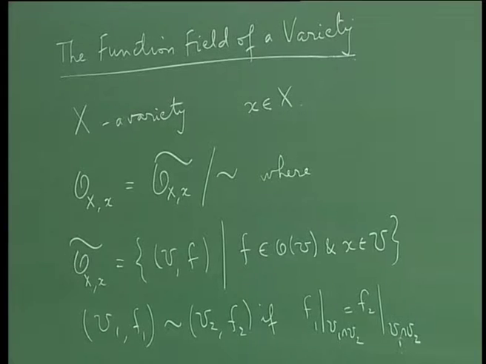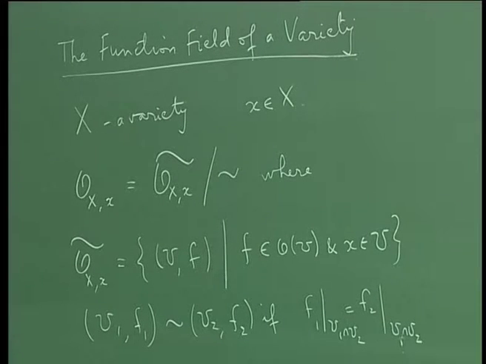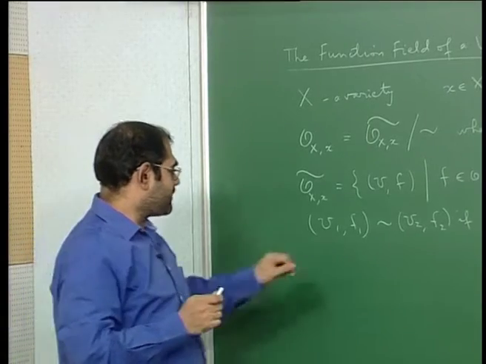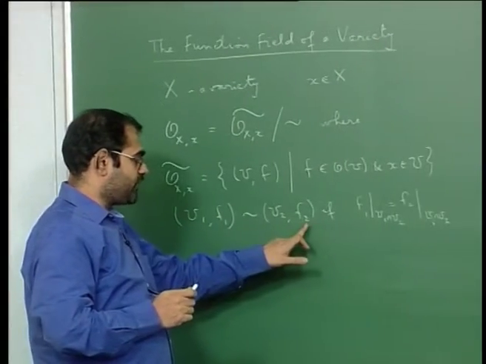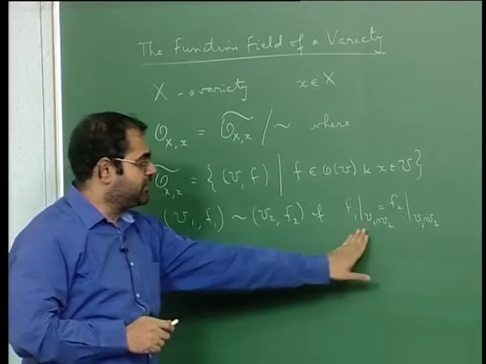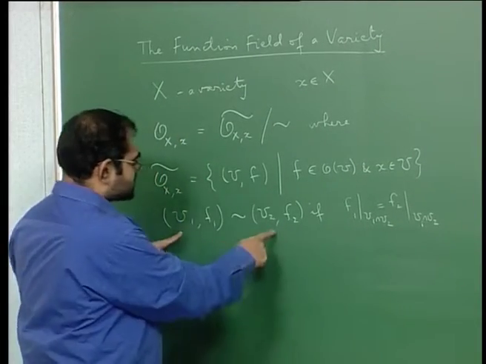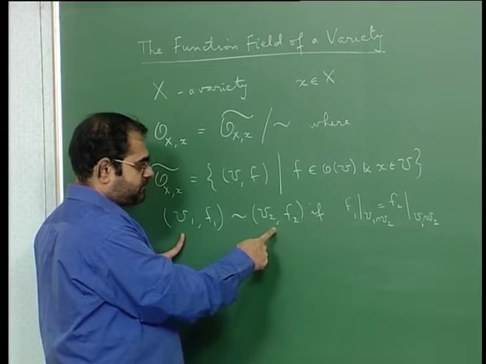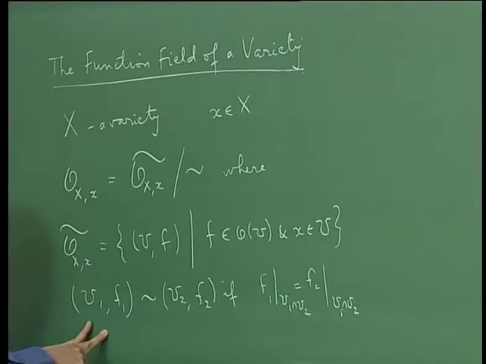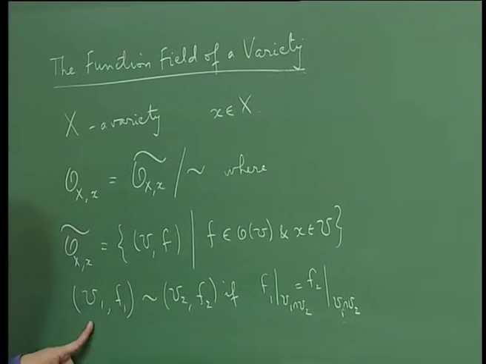So x is in U1 intersection U2, so U1 intersection U2 is a non-empty open set, so it is in fact dense, and you are just saying that f1 restricted to U1 intersection U2 is equal to f2 restricted to U1 intersection U2. In other words, these two functions can be glued together to give a bigger regular function on U1 union U2.